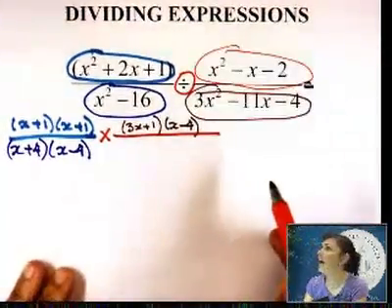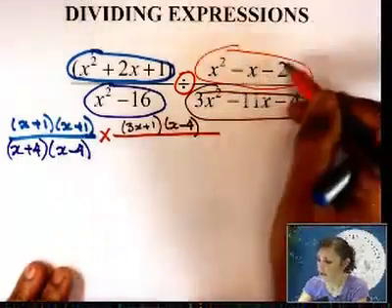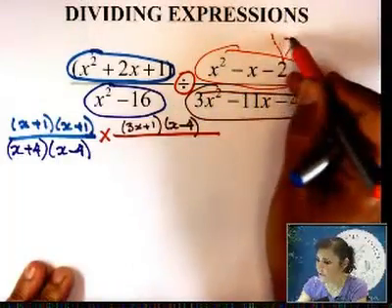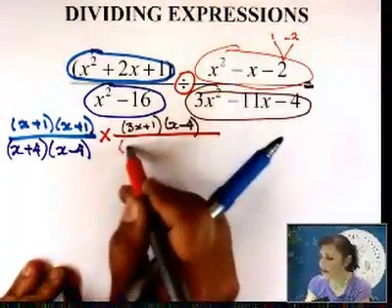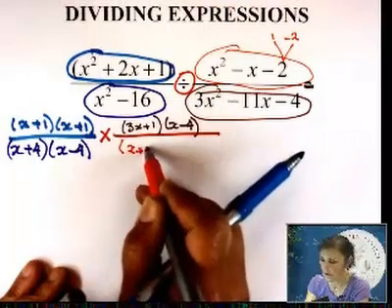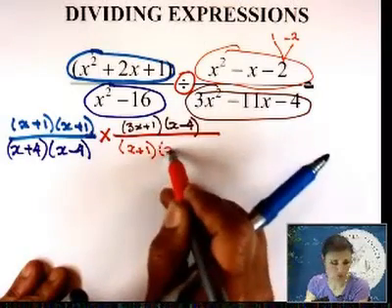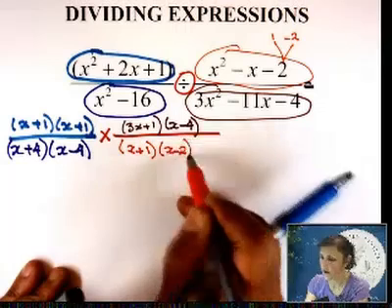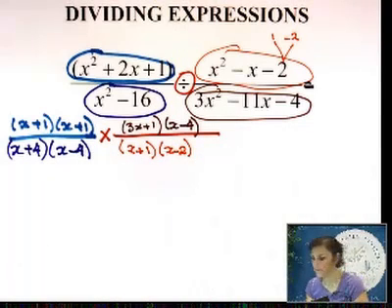This one factors out. This is the product sum. This is 1 negative 2, so that's going to factor out as x plus 1, x minus 2. All right, did I do everything?